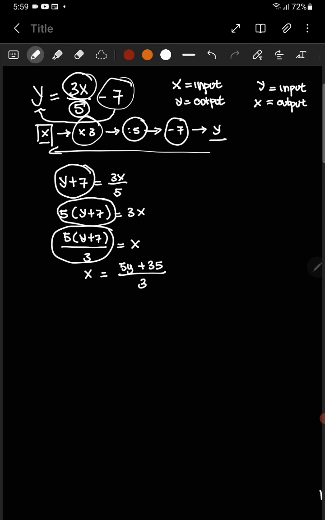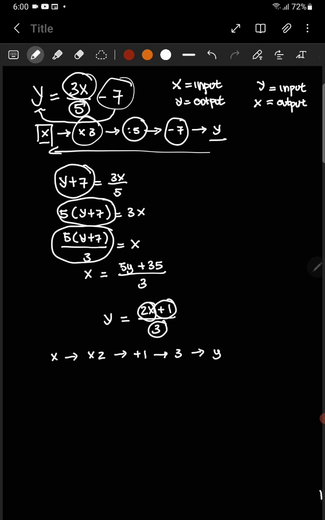The other example, I have y equals 2x plus 1 over 3. The function machine, okay? The input is x. What will you do first? Times by 2. And then after that, plus 1. And then after that, divide it by 3. And then after that, you will get the y.